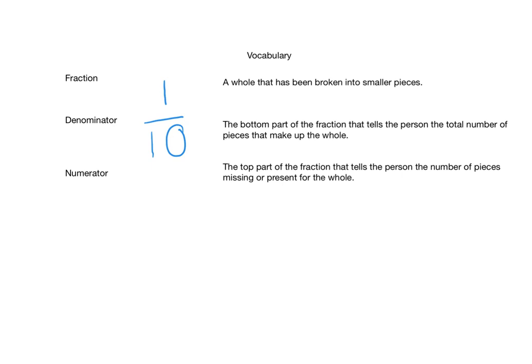The denominator is the bottom part of the fraction that tells the person the total number of pieces that make up the whole. So in this case, I use 10. And the numerator is the top part of the fraction that tells the person the number of pieces missing or present for the whole. So most of the time when you're looking at a fraction, you're not going to get a whole number. It will tell you how many pieces out of the whole you have or are missing.